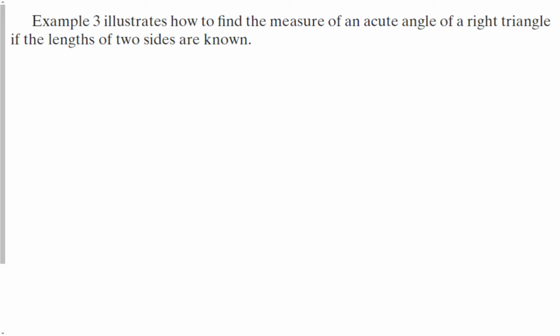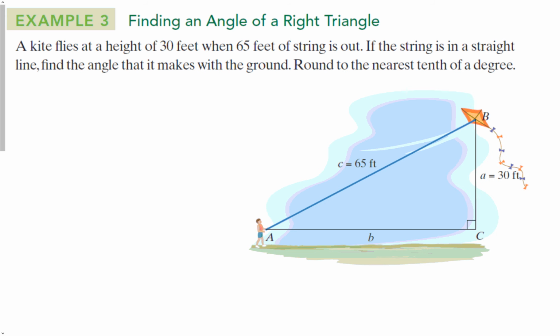The next example, example 3, illustrates how to find the measure of an acute angle of a right triangle if the lengths of two sides are known. So now we're going to have to find an angle. Okay, so a kite flies at 30 feet when 65 feet of string is out. When you fly a kite, you're letting out the string. So that's the distance right there, 65 feet, and it's 30 feet off the ground. If the string is in a straight line, find the angle that it makes with the ground. So this is what I'm looking for.